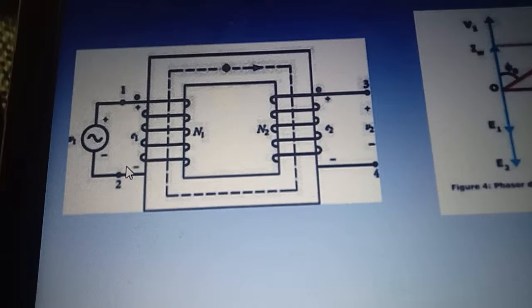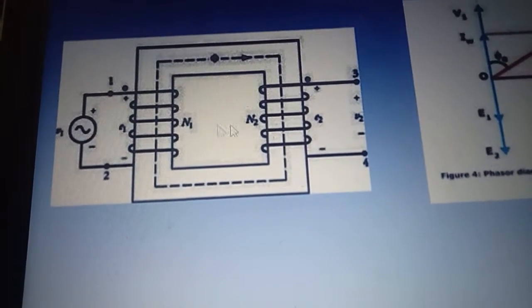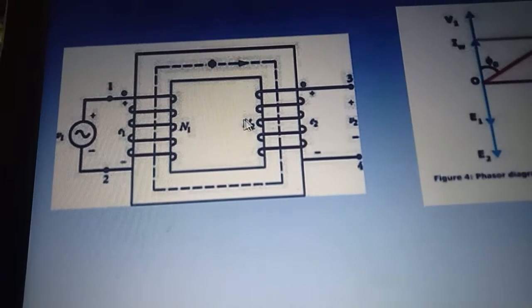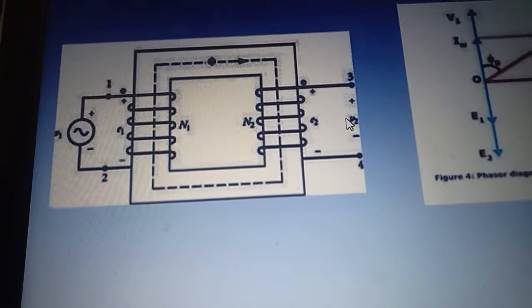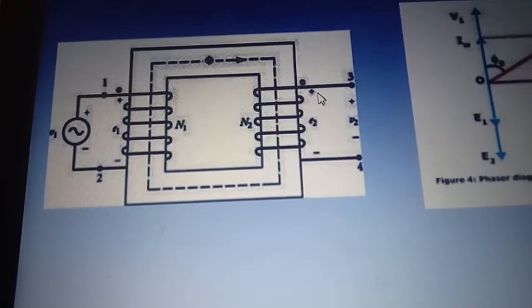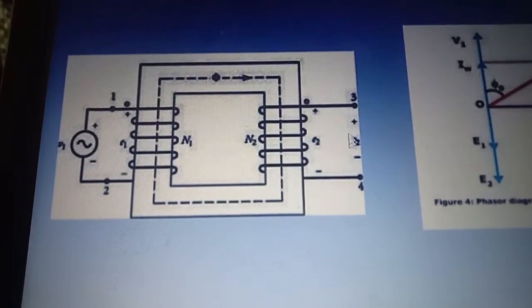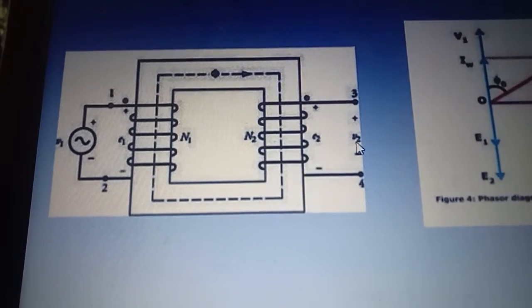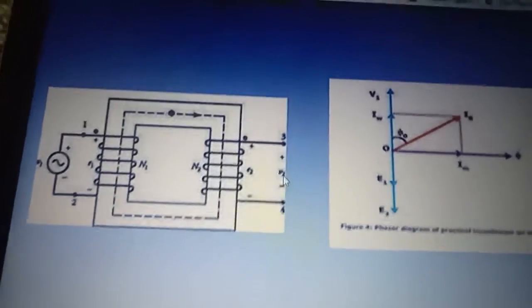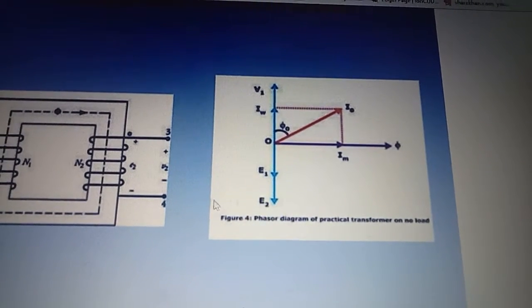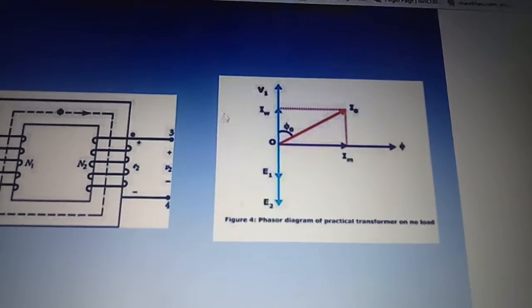Here the primary circuit is closed, but the secondary circuit is not closed. So here V1, I1, E1, and E2, V2, I2. I2 is 0 because it is no load, meaning open circuited. When it is no load, I2 is 0, therefore E2 is equal to V2. So phasor diagram. What is a phasor? A phasor is a rotating vector in anti-clockwise direction. So these are the vectors rotating in anti-clockwise direction.